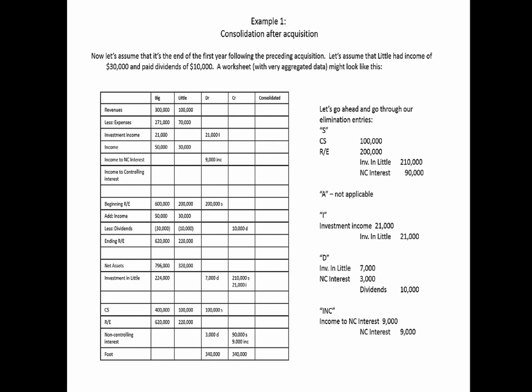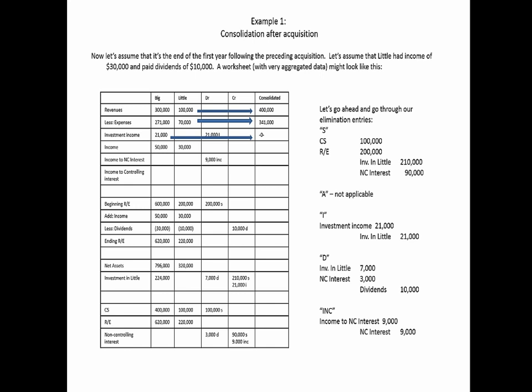If the totals don't equal, then again, you've made a mistake. You've got to stop and go back and figure out what you did wrong. And again, this is where having the little s and the a and the i and the d and the inc next to your entries is going to be really helpful in tracking down mistakes.